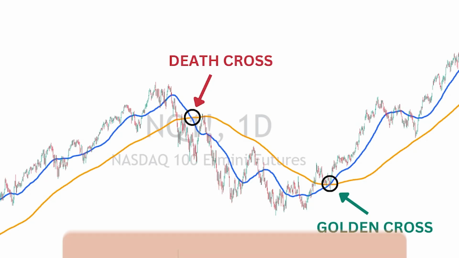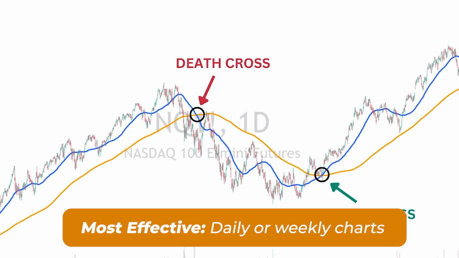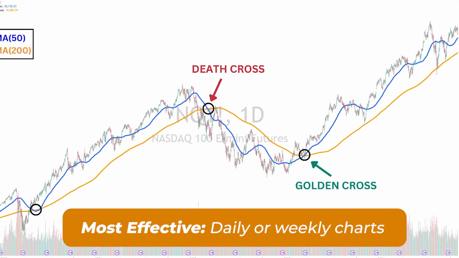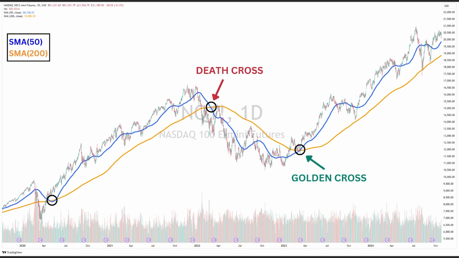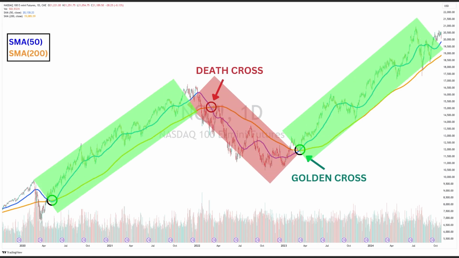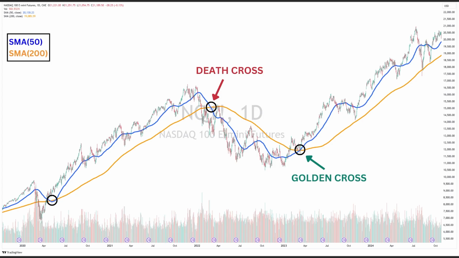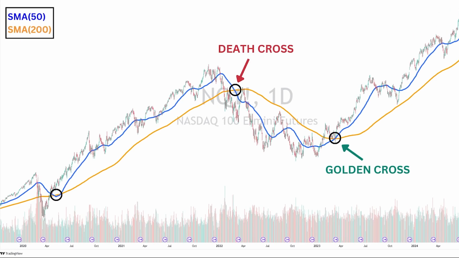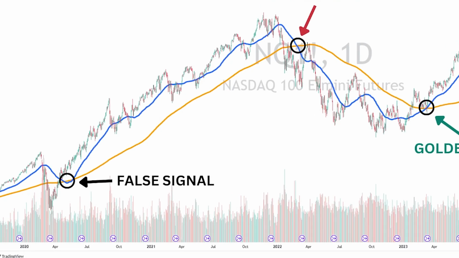These strategies are most effective on daily or weekly charts because they are designed to analyze long-term trends. Traders use them to confirm major market shifts, such as when a stock moves from a bearish phase to a bullish phase or vice versa. However, it's important to remember that these crosses aren't a guaranteed signal to trade. As an example, take a look at the false signal that we got during the 2020 sell-off in Nasdaq futures. During that period, the 50-day SMA briefly crossed below the 200-day SMA, forming a death cross.